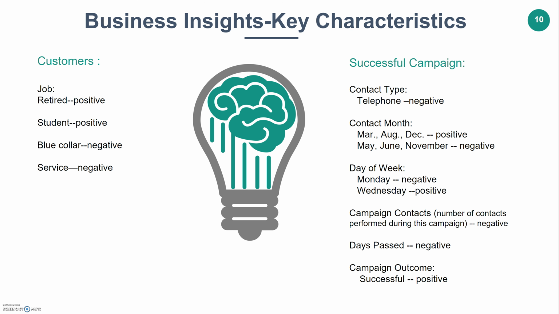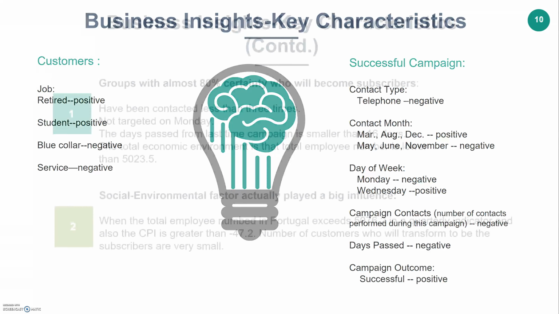For campaign characteristics, we found out that if you're using telephone instead of cellular to target customers, they are less likely to subscribe. And if you contact customers in the months of March, August, and December, the effects will be worse than if you target them during May, June, and November. Same thing applies to day of week. For campaign context, the more times you target people, we found the less likely they are going to convert. And the longer the days in between last contact and this time, the less likely they will subscribe.